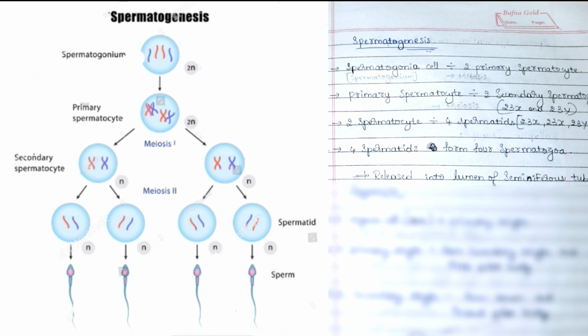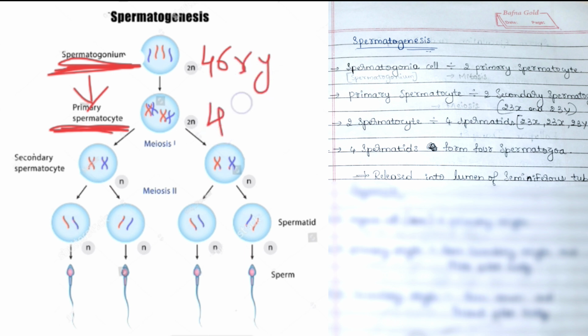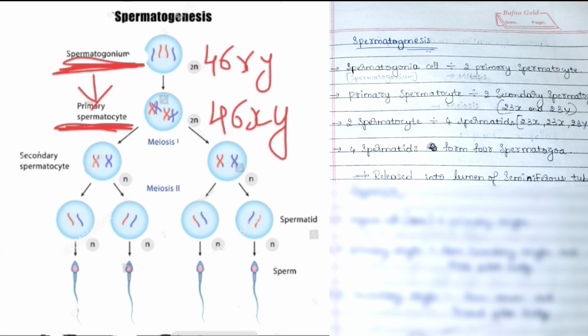The first step is spermatogonium or spermatogonia cell. It is divided into primary spermatocytes by mitosis division. Here the cell is 46XY and it is divided into primary 46XY. I am saying a term called division because if you see the primary spermatocytes, the cell is internally divided into 2 cells. In a few books, they even mention 2 primary spermatocytes. It's because they are internally divided into 2 cells.